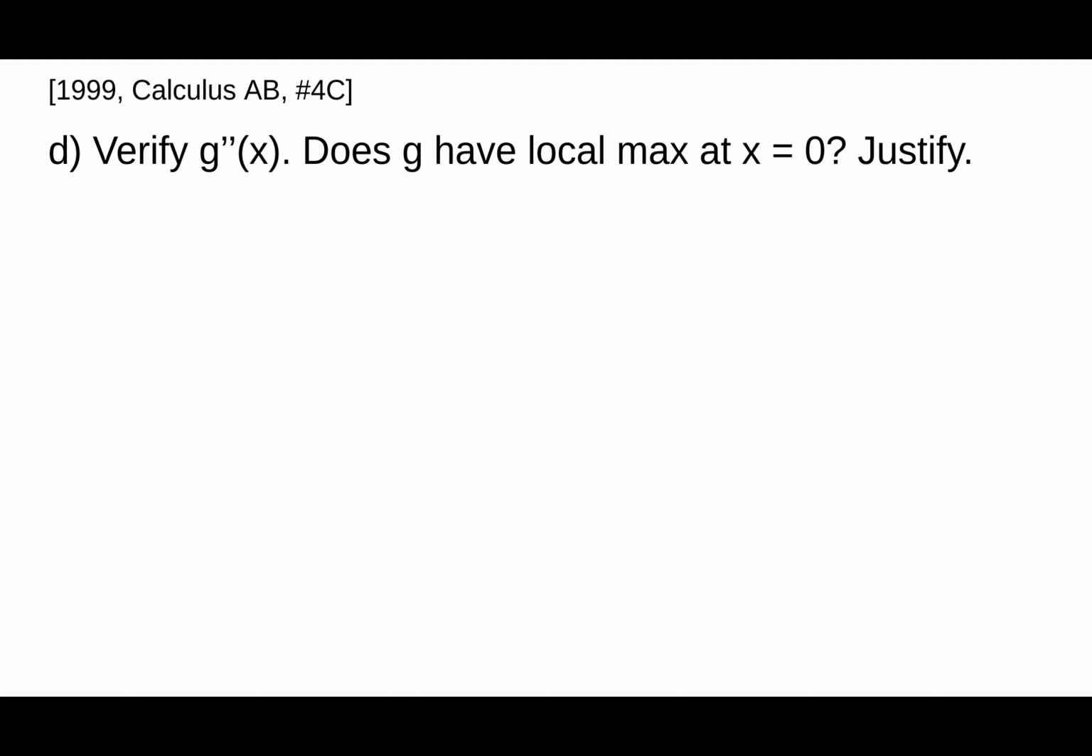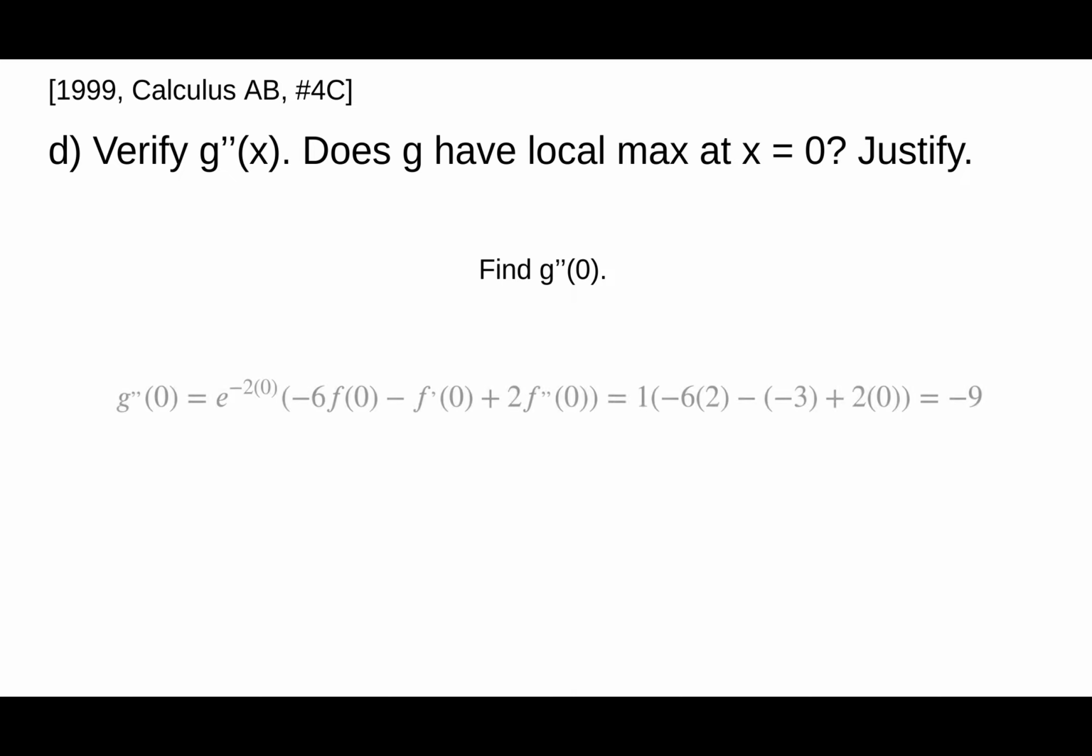Now the question is, does g have a local maximum at x equals 0? And then provide justification. Well, we have a couple of options at our disposal. We know we can find g double prime of 0 now because we just found a formula for the second derivative of g. If we plug 0 in for x, we get e to the negative 2 times 0, which would be e to the 0, that's just 1, times the group negative 6 f of 0 minus f prime of 0 plus 2 times f double prime of 0. Substituting all of those values in, we find that the second derivative of g evaluated at 0 is negative 9.